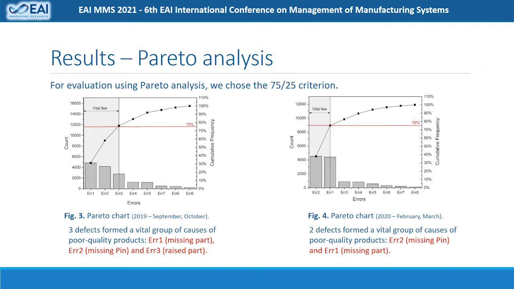The Pareto chart shows that during the 2 months in 2019, 3 defects formed a vital group of causes of poor quality products: missing part, missing pin, and raised part. In total, these 3 errors accounted for up to 76% of all detected errors, see Figure 3. In 2020, the order of errors changed slightly. The vital group of causes consists of only 2 errors, missing pin and missing part, which represent up to 75% of all errors in the production process during the given period, see Figure 4.